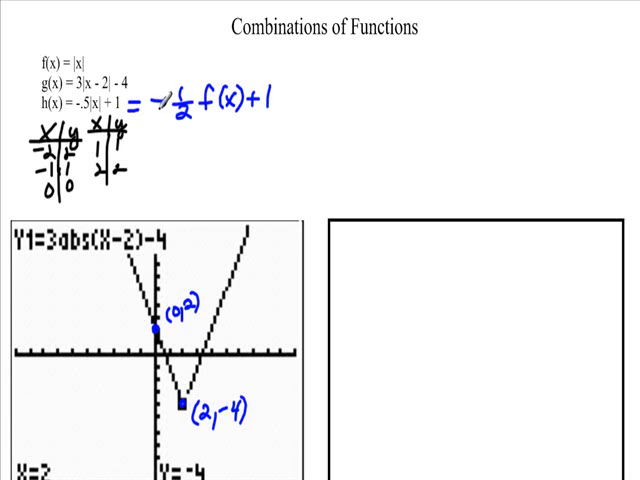We have a reflection and we have a 1/2, which is going to be a vertical compression, and then we have a shifting up. So the negative on the outside takes the opposite of y. Well, the opposite of y occurs as a reflection across the x-axis, so the first thing that we would have to do is to reflect the graph across the x-axis.